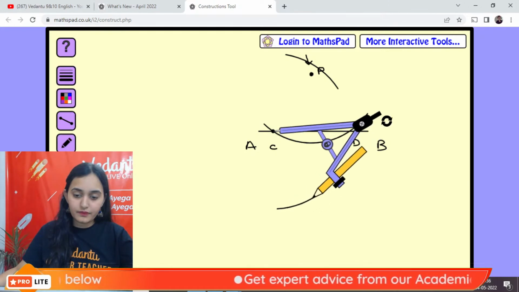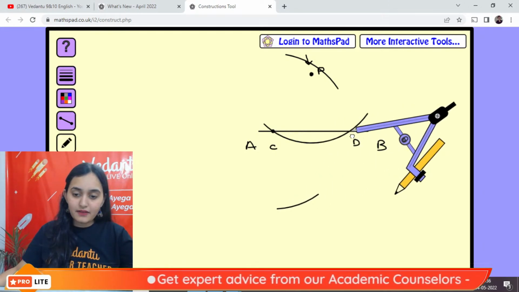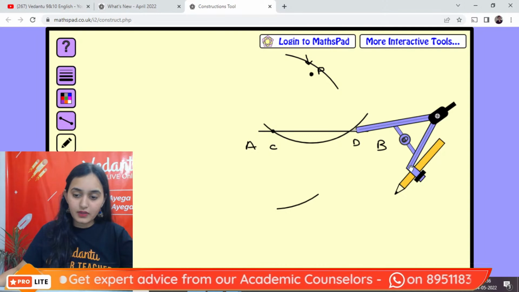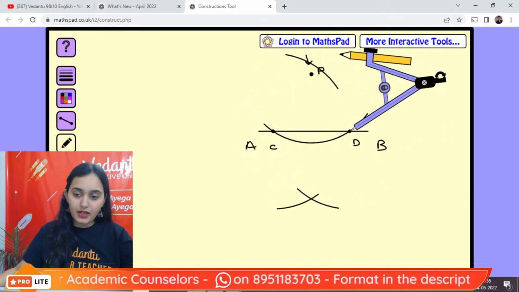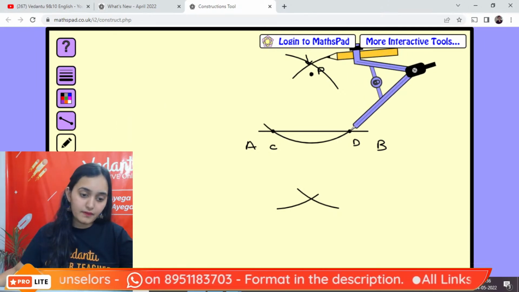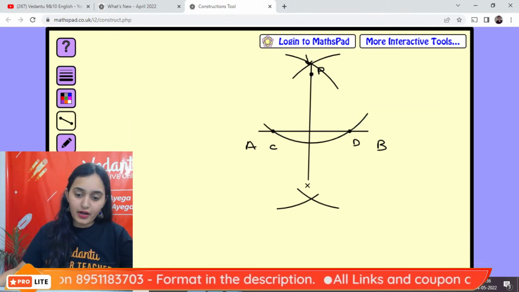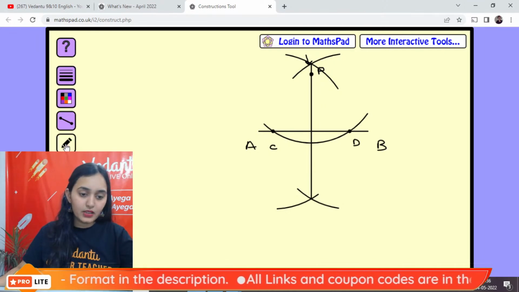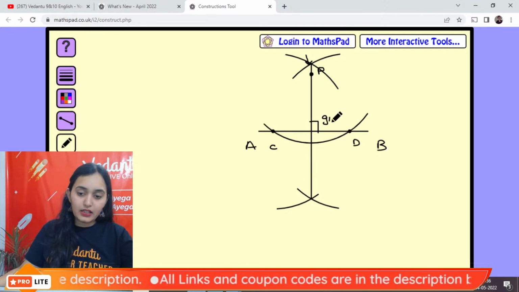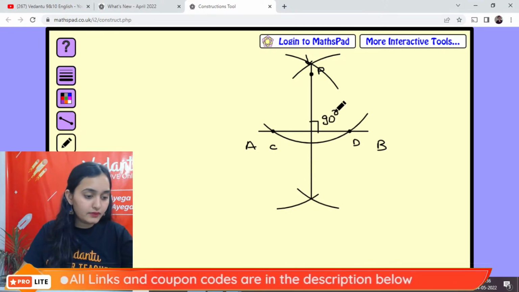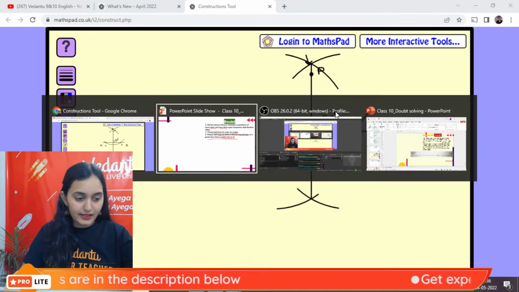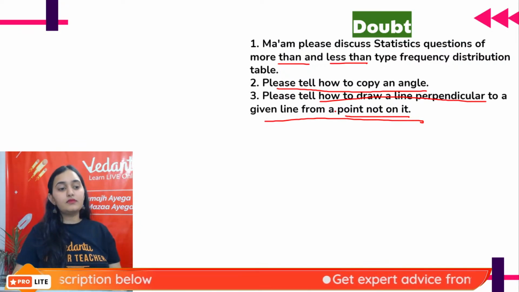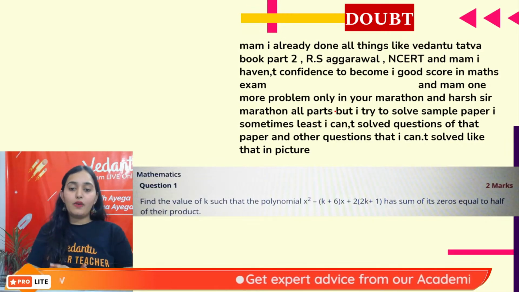and below. Go to point D. Draw an arc below. Draw an arc above. Done. Join these 2 points. Done. This is the perpendicular line you have drawn. Yes. Understood, Naman? Alright. Next question.